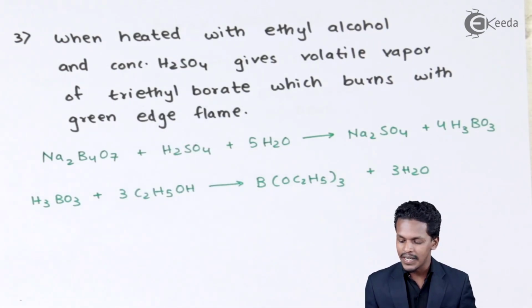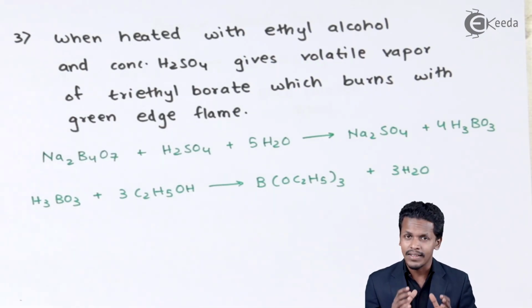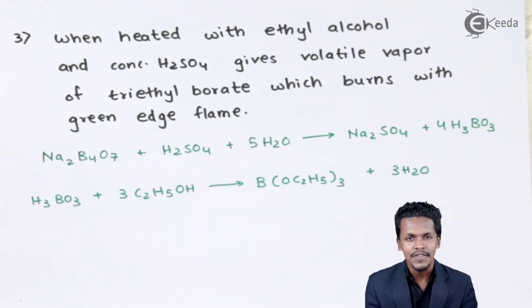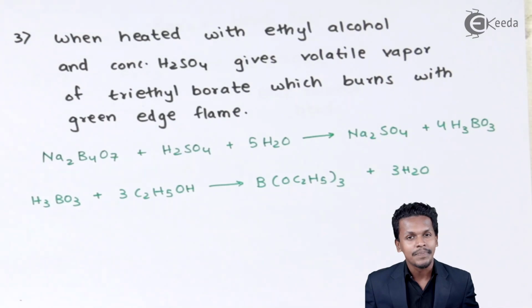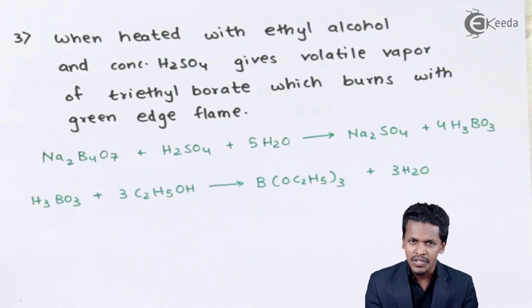But this volatile substance, when burned, gives a green color at the edge. Therefore we can easily detect whether a substance contains boron or not. So these are the different chemical properties that I was talking about, as well as the preparation from which we can prepare borax.